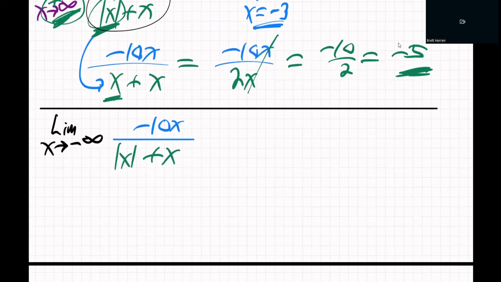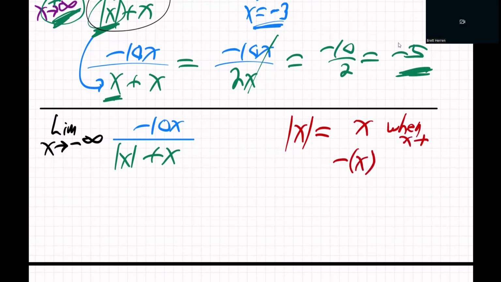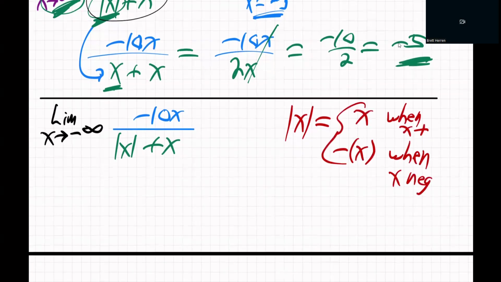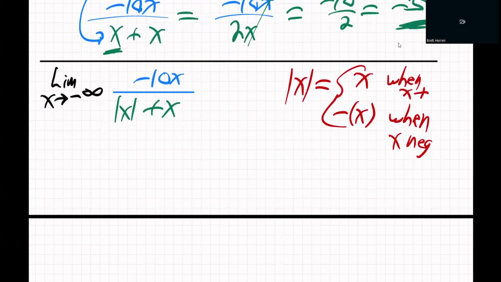Do you remember what absolute value of x is? Absolute value of x, what does it do? It's x, it just leaves it alone when x is positive, but it's the opposite of x when x is negative. Is that making any sense? I know that's confusing. You've probably seen it earlier, and you really need to understand it at this point in calculus. Think about it for a second.